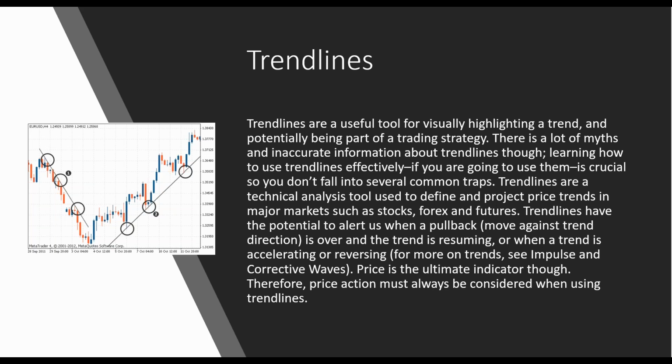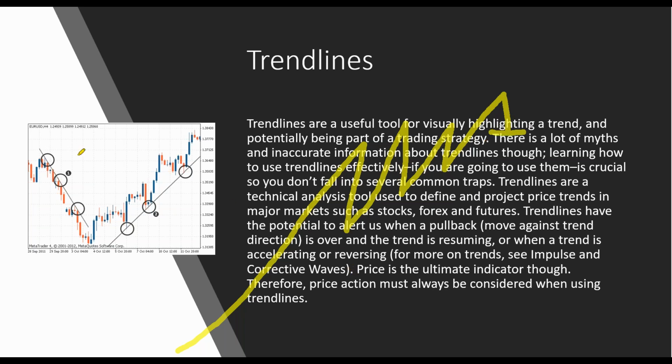Trend lines are a technical analysis tool used to define and project price trends in major markets. Trend lines have the potential to alert us when a pullback move, a move against direction, is over or a trend is resuming. Now, remember when we looked at the gold chart and I told you that it might just be a correction when gold soared up. I told you peaks and valleys, and we saw it soar up to 1560. And now we're not sure whether it's a correction, a retracement, or a reversal.